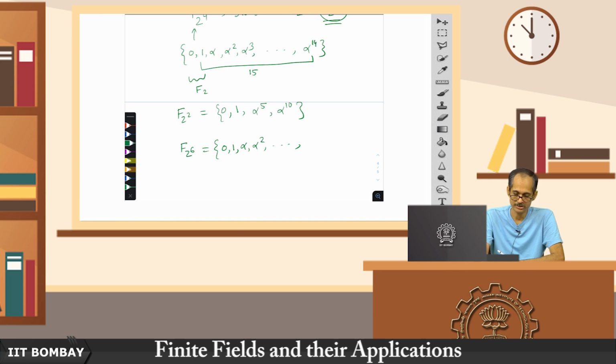So, 1 is alpha power 0. So, alpha power 0, alpha power 1, alpha power 2 up to alpha power 62. So, that becomes 63 non-zero elements. These are the elements of F 2 power 6.